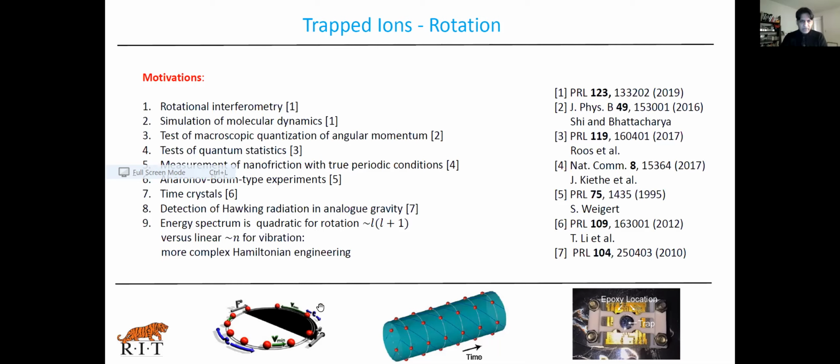Aharonov-Bohm type experiments: you have this ring, you can send a magnetic field through it, look at the phases and so on. Time crystals. Detection of Hawking radiation in analog gravity, I'll have a bit to say about that. And more generally, the rotor presents a different system compared to the linear vibrations, because the energy spectrum scales non-linearly with the quantum number. For angular momentum L, it goes as L times L plus 1, while it just goes with the excitation number N for linear vibration. So generally, you expect more complex possibilities for Hamiltonian engineering and quantum computation. This is just starting to be explored.